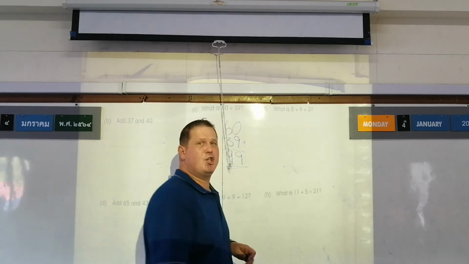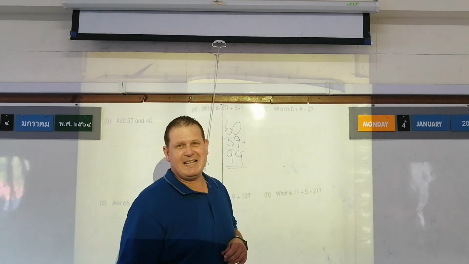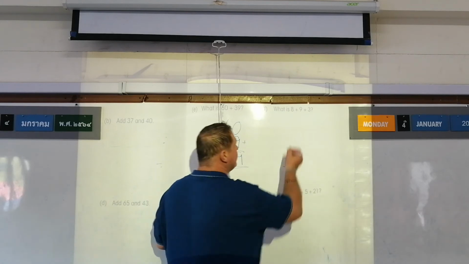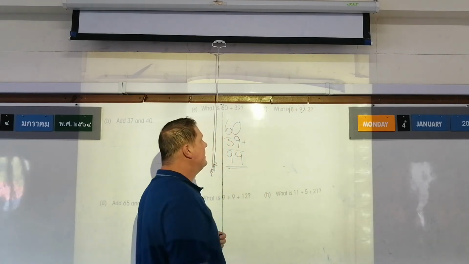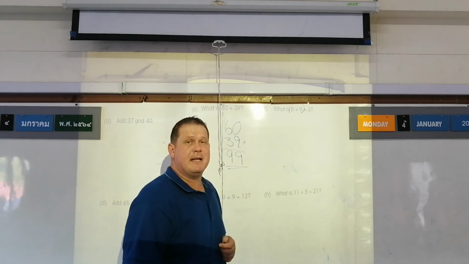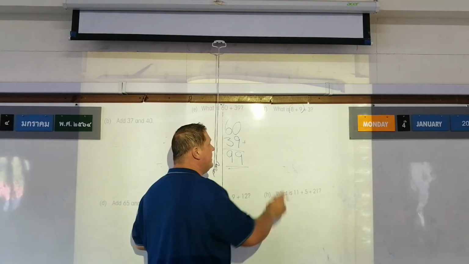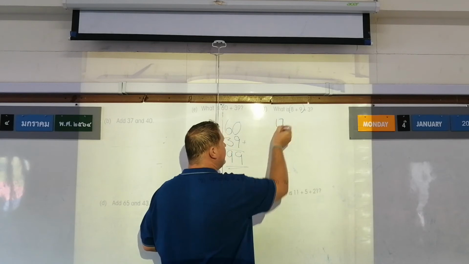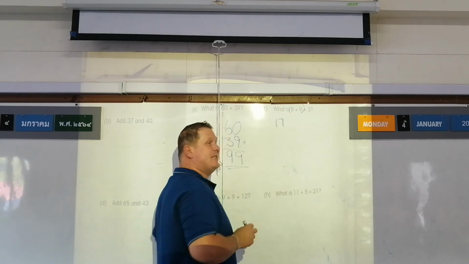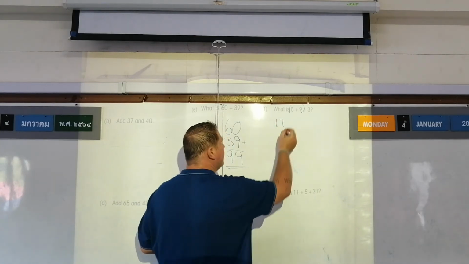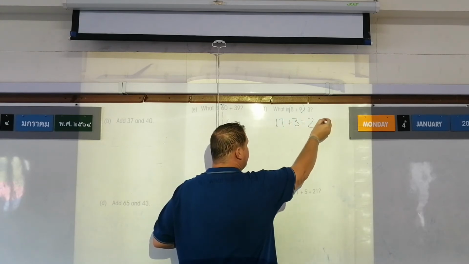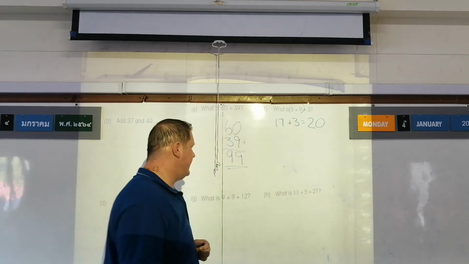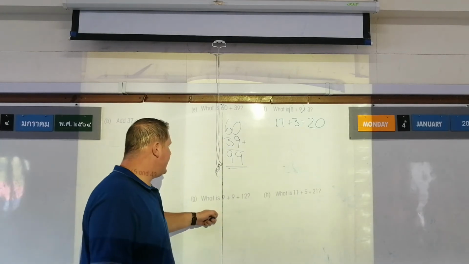So, are we going to do the brackets? You want to do the brackets? Right, let's put them in brackets. So you put those ones in brackets. So how much is 8 plus 9? 17, right? Don't forget, we still have to add 3. Plus 3 equals 20. Yeah.